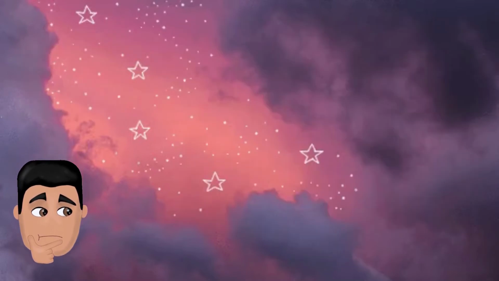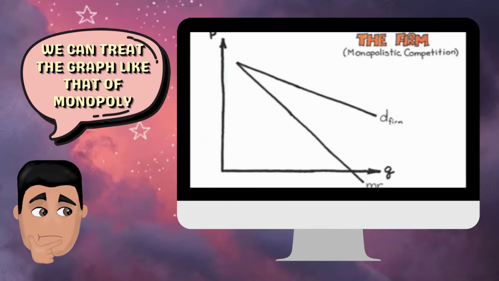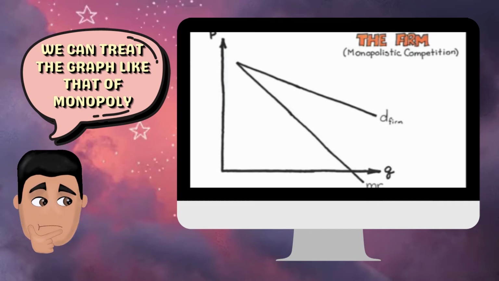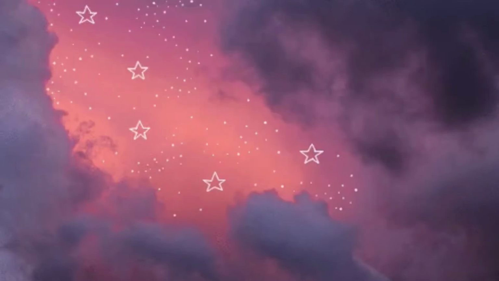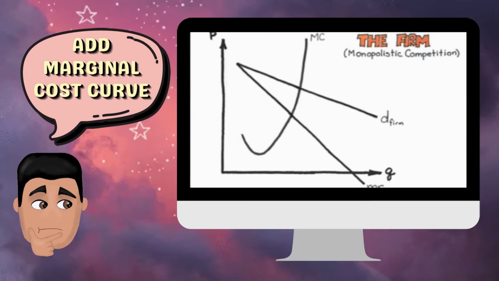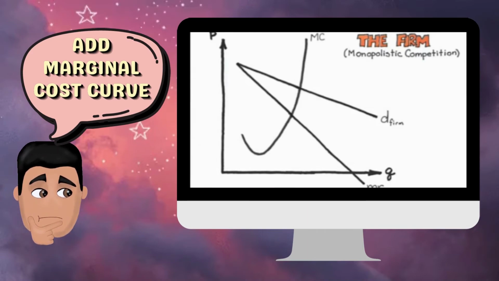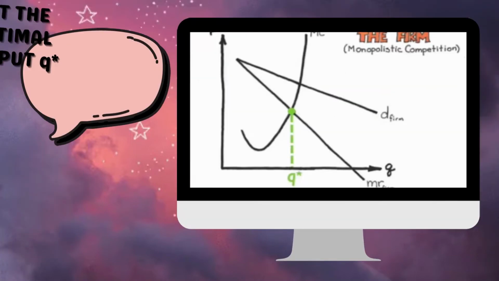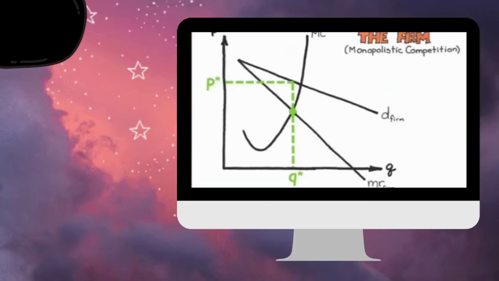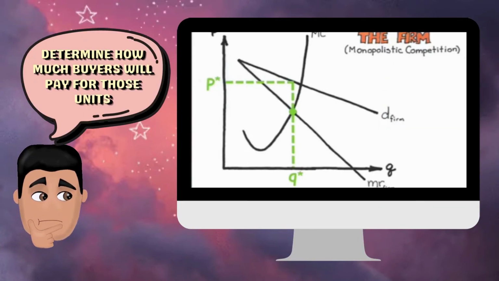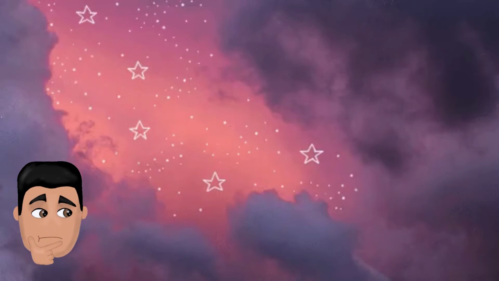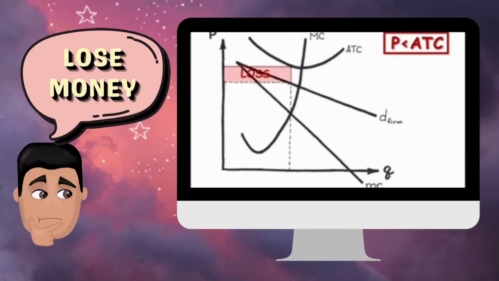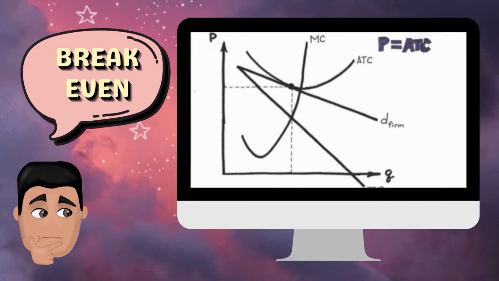From here, you can treat the graph much as you treated the monopoly graph. With a downward sloping demand, the firm's marginal revenue will lie below its demand curve. To find the profit maximizing output and price of the firm, we need to add the marginal cost curve, determine where marginal revenue equals marginal cost to get the optimal output Q star, and then use the demand line to determine how much the firm owner can get the buyers to pay for those Q star units. Like a monopolist, a monopolistically competitive firm could make money, lose money, or break even in the short run. But like perfect competition, the picture will change in the long run. The firm will end up just breaking even over time.